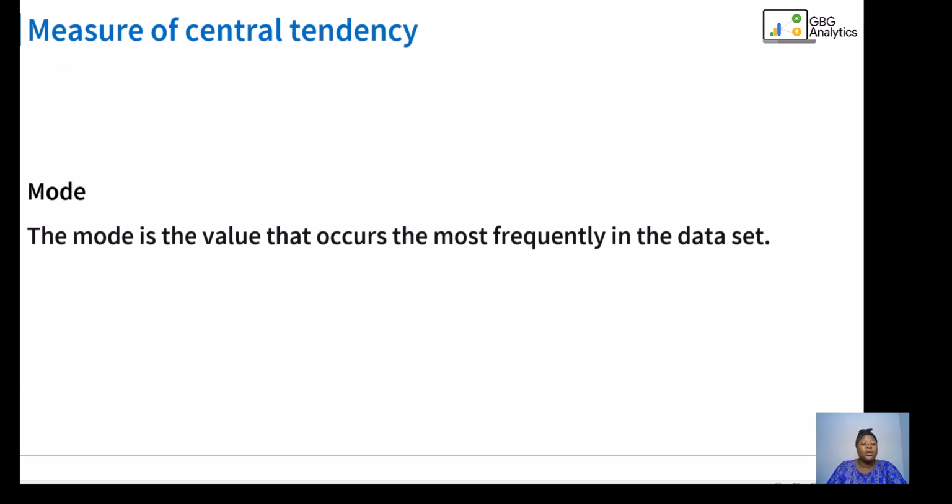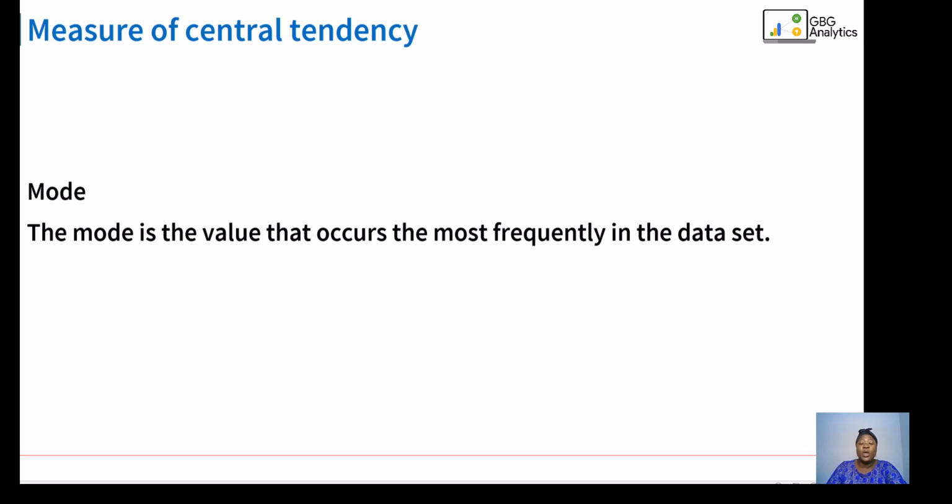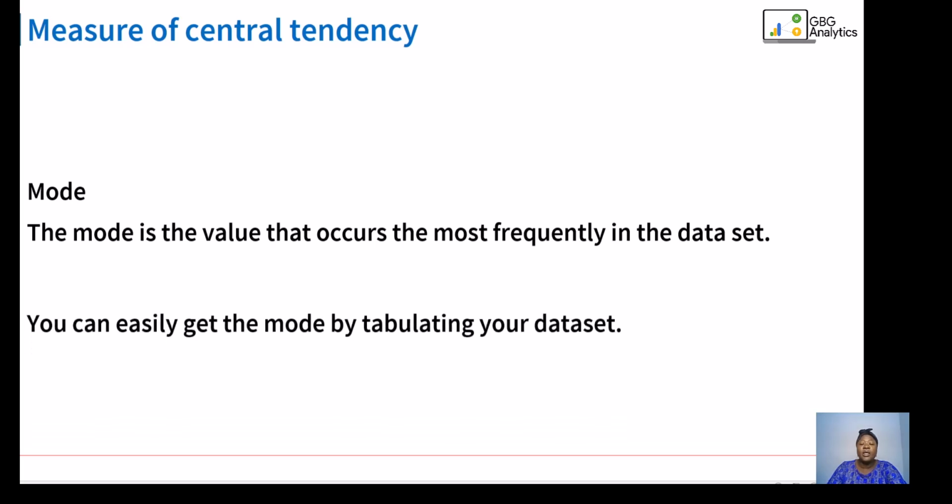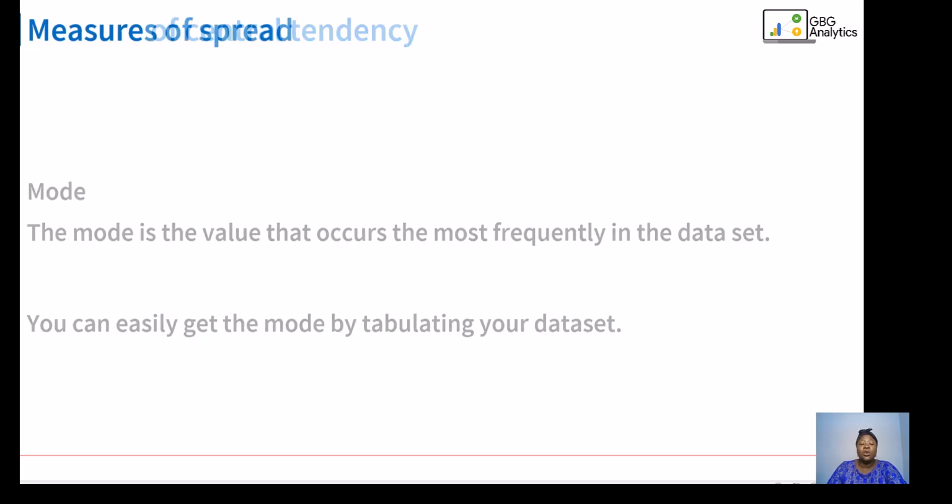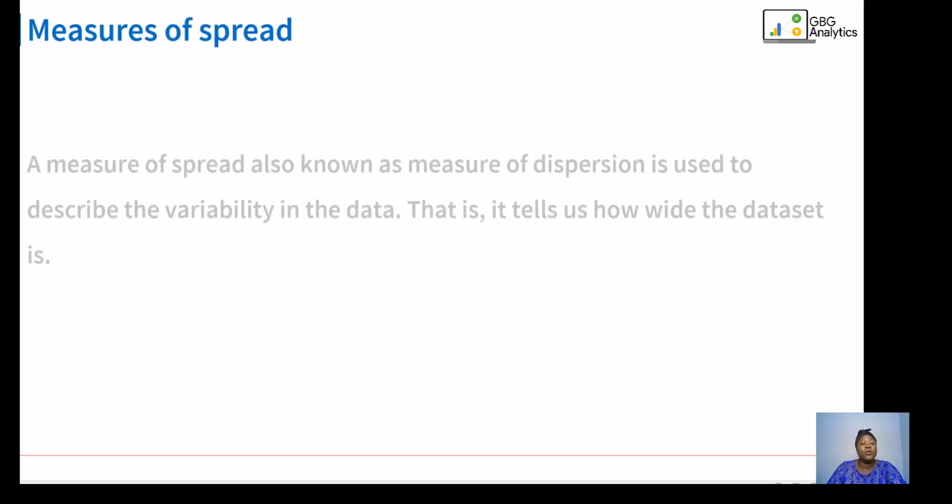So what is the mode? This is the value that occurs most frequently in the data set. It appears more often than any other value. So you can easily get the mode by tabulating your data set. You put it in tabular form.